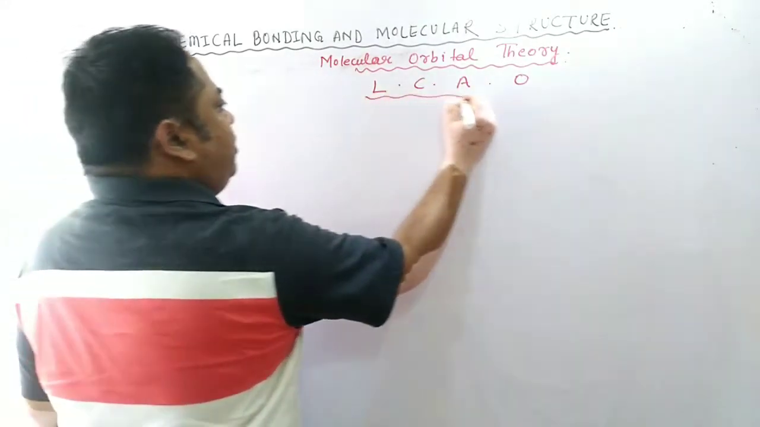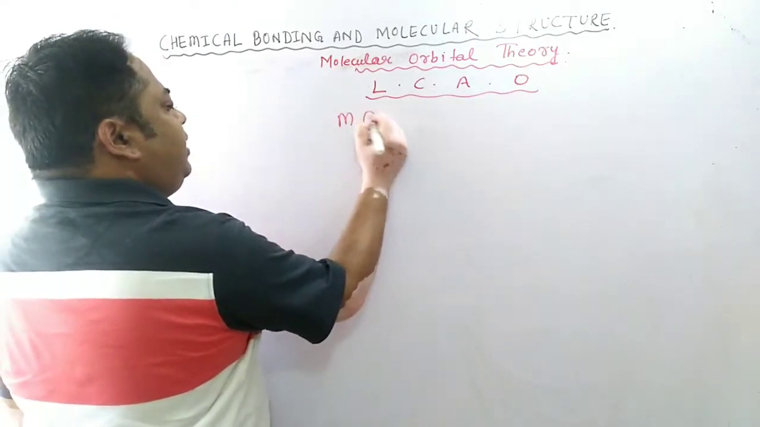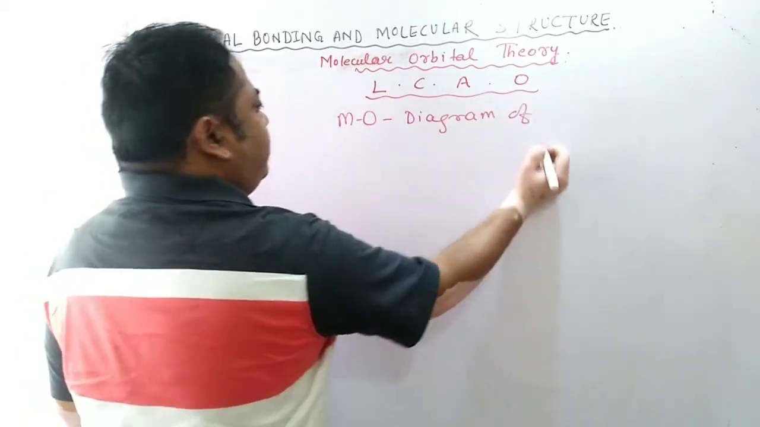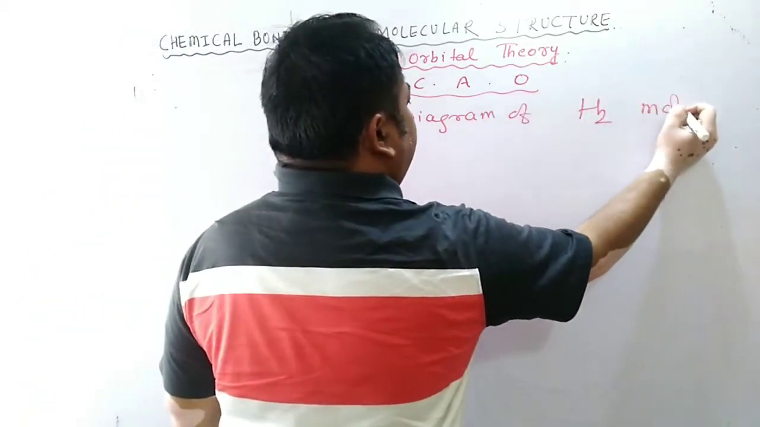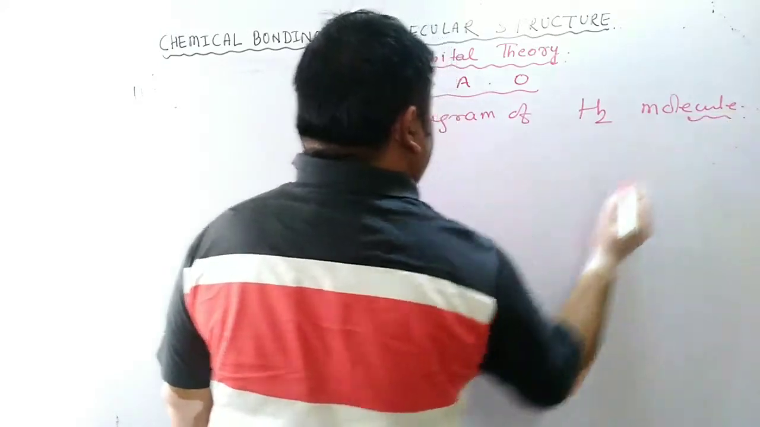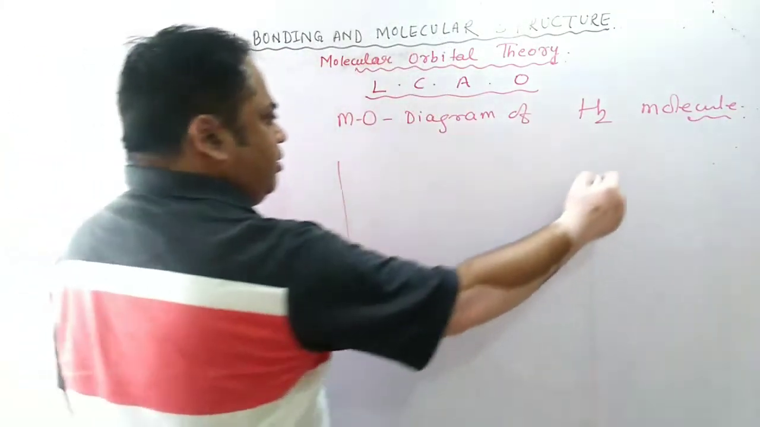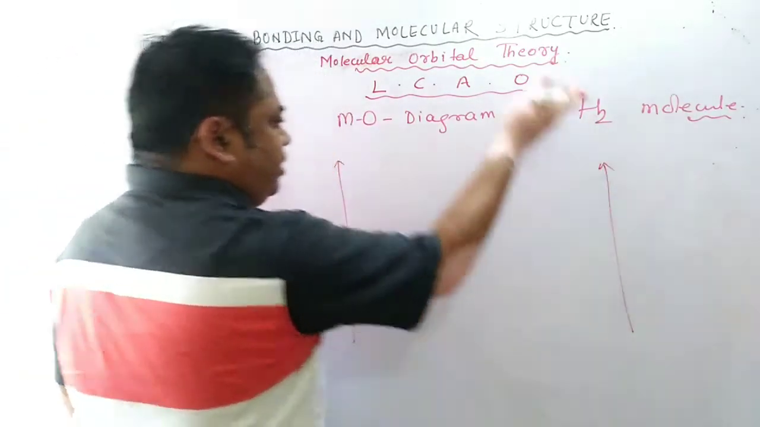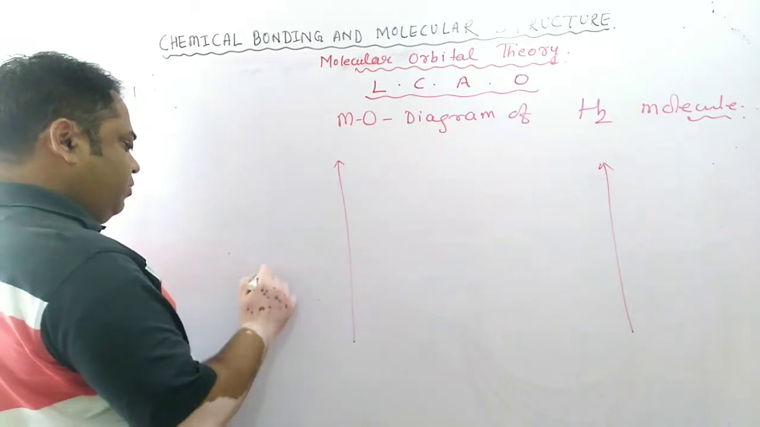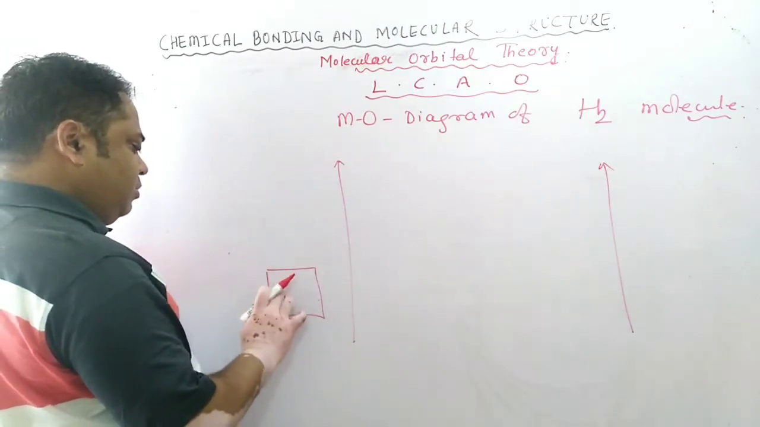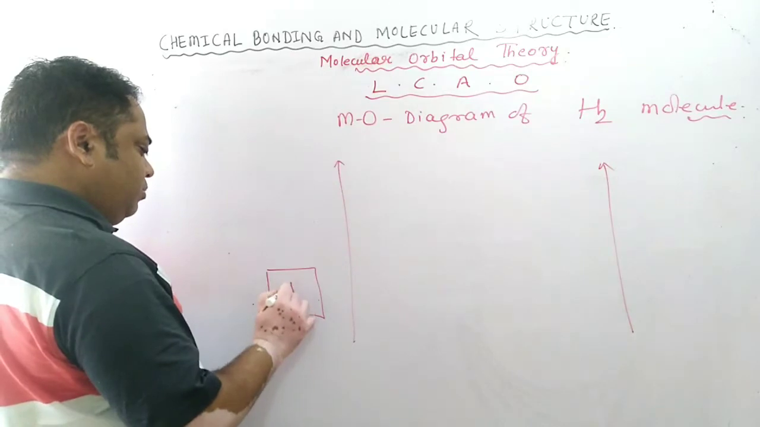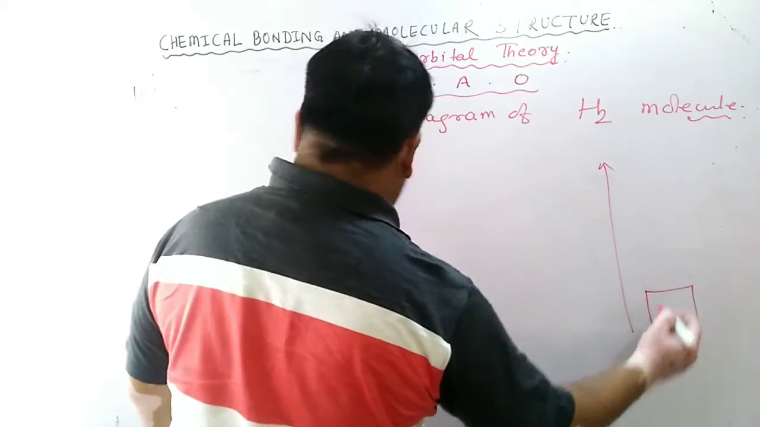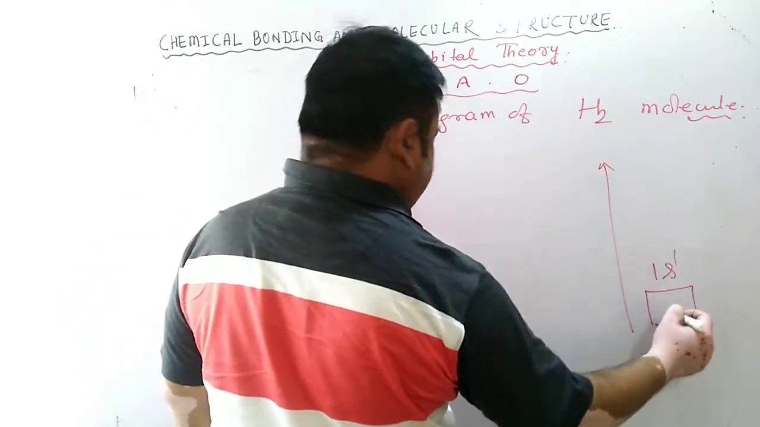So if I want to write down the molecular orbital diagram of the H2 molecule, very simple, we will start with a very simple one. Then we will take the atomic orbital of hydrogen, and this is the energy level from low energy to high energy. It has one s orbital, and it has got one electron, 1s1.